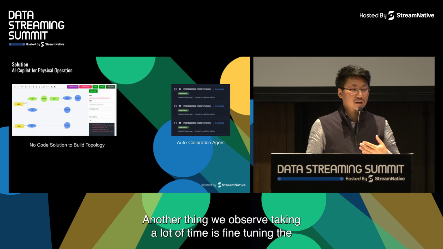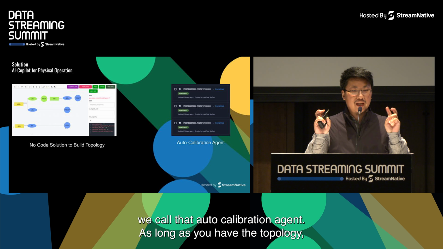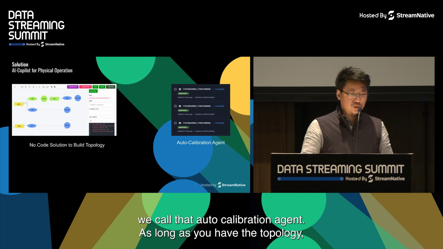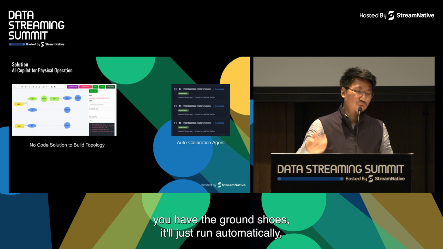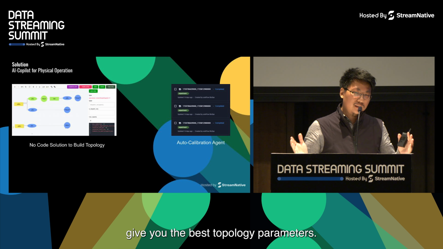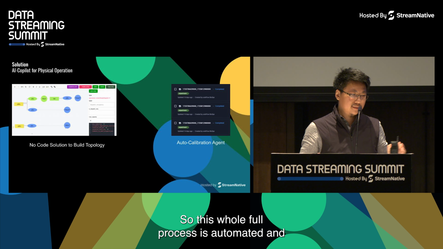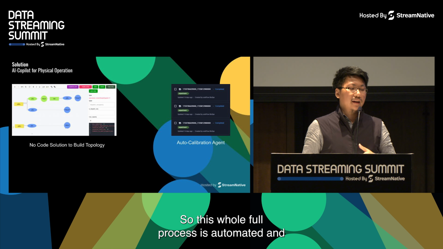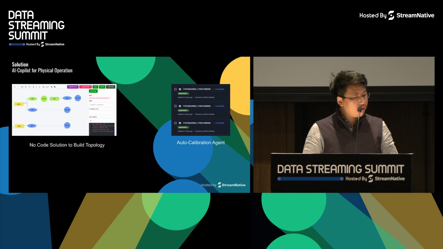Another thing we observed taking a lot of time is fine-tuning the hyperparameters. So we're also developing what we call an auto-calibration agent. As long as you have the topology and the ground truth, it will just run and automatically give you the best topology hyperparameters. So this whole process is automated and requires very little human in the loop, so that's very scalable.